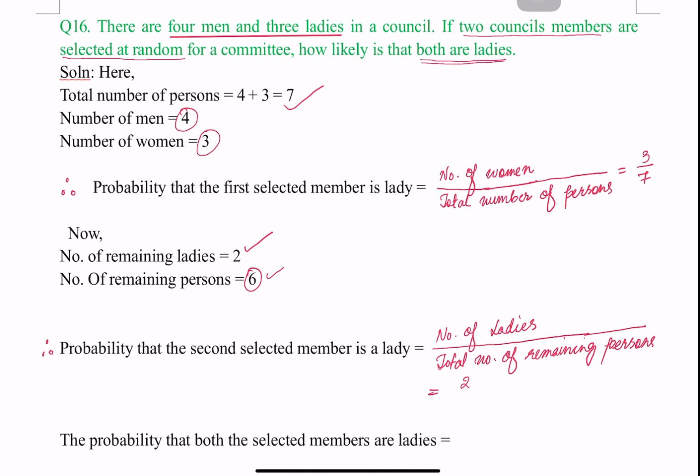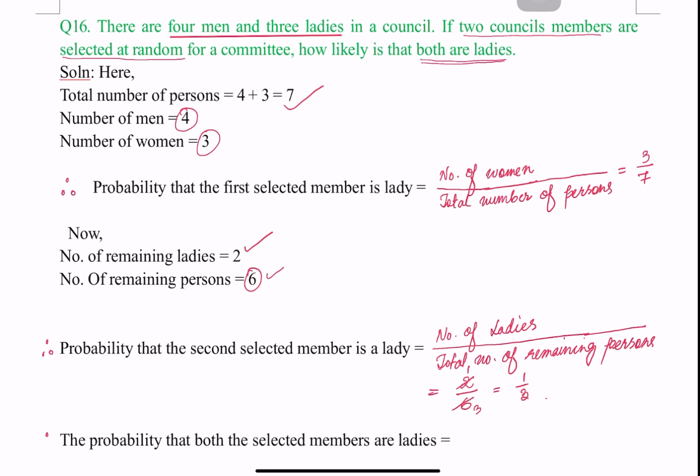We have 2 by 6. We can cancel. 2 1 is 2, 2 3. So we have 1 by 3 as the answer. But the question says that the board has to be ladies. So we have to find out the probability that the boards are ladies.